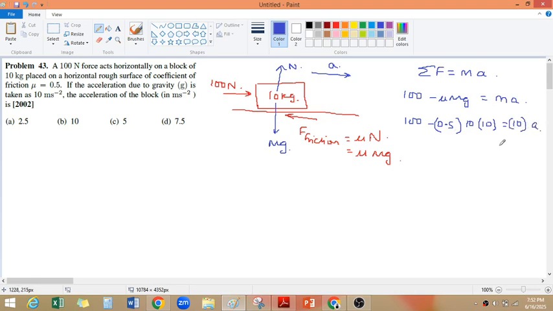So very simple. 0.5 into 10 into 10 is 50. 100 minus 50 is 50. So 50 equals 10 into a, so a is equal to 5 meter per second square. Okay, absolutely nothing very difficult there.